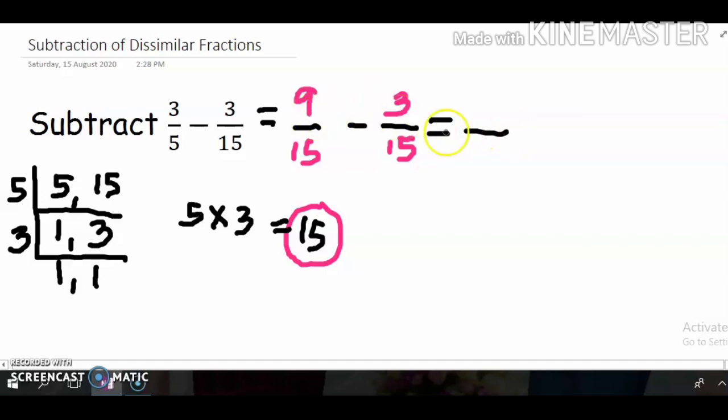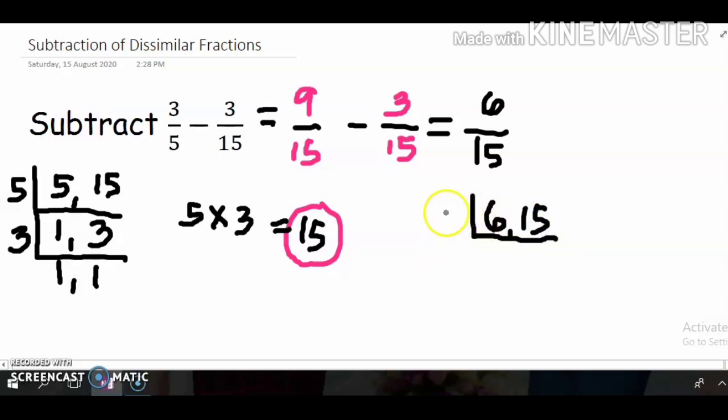So just subtract the numerator. 9 minus 3 is 6. And copy the same denominator. Then, don't forget to express your answer into lowest term. So, 6 over 15. So, pwede pa siyang i-lowest term. Hahanapin natin ang lowest term using continuous division. Pero ang kukunin natin is the GCF.